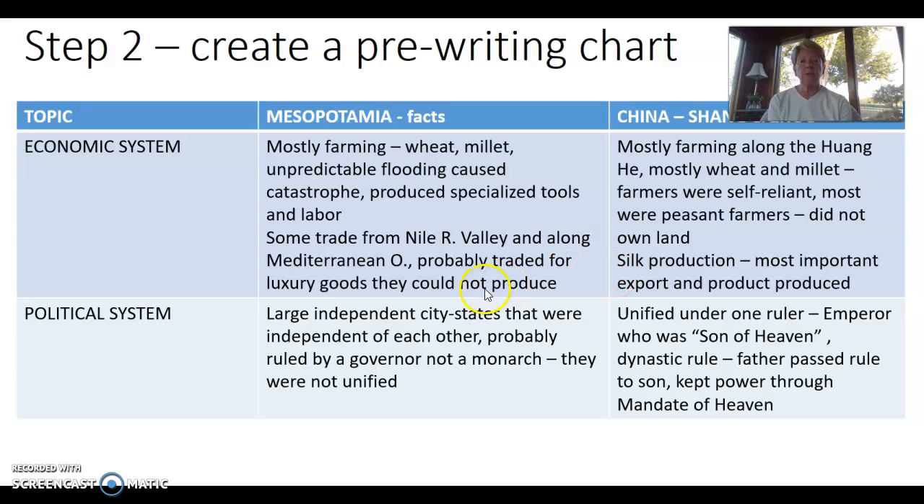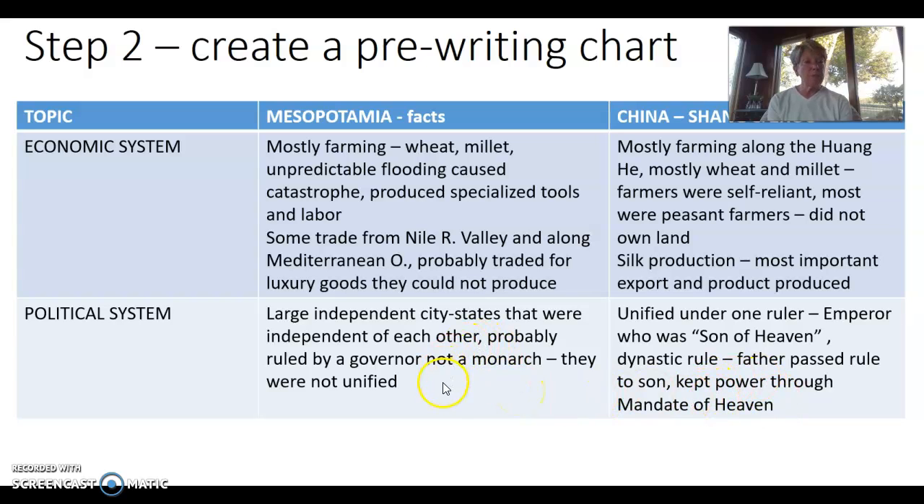The Chinese produced silk. That was their golden baby, and it was the most important export and product that the Chinese produced. We're going to go down here to the political systems, and we're going to see that the political system of Mesopotamia was large independent city-states, whereas the political system under China was unified under one ruler, which was the emperor, and he was the son of heaven. This was a dynastic rule where the father passed rule on to the son, and they were able to maintain this power through the mandate of heaven.